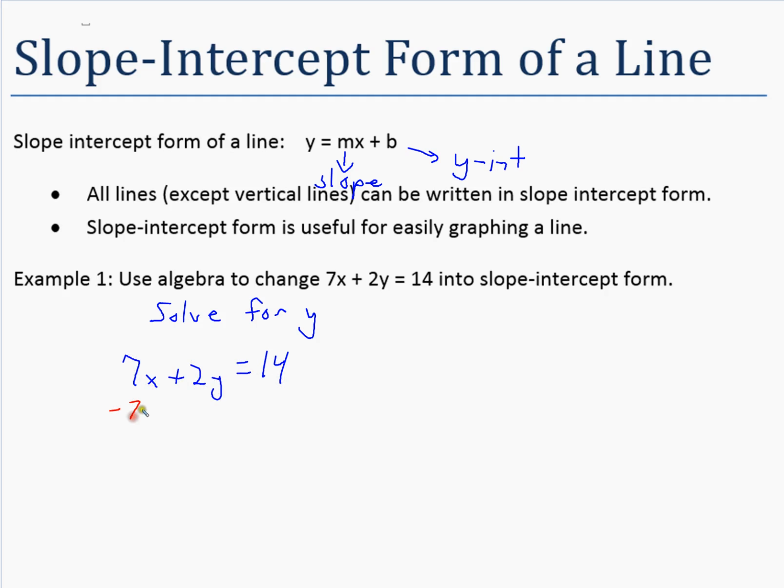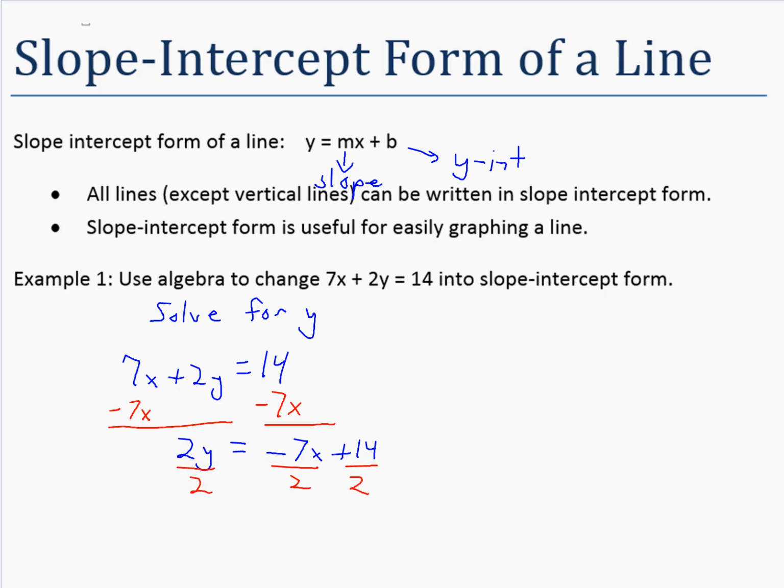We know that we're supposed to subtract 7x from both sides, and what we get there is 2y equals, and I'm going to put this term with x in it first, negative 7x, and then plus the 14. And then we're going to divide each term by 2. So we're dividing both sides by 2. Dividing both sides by 2 is really the same as dividing each term by 2.